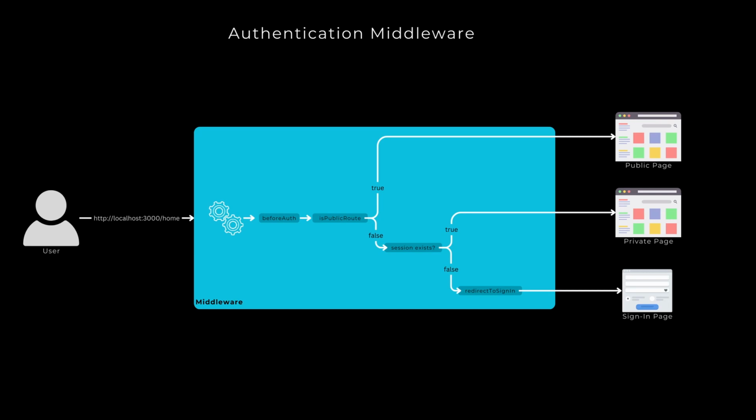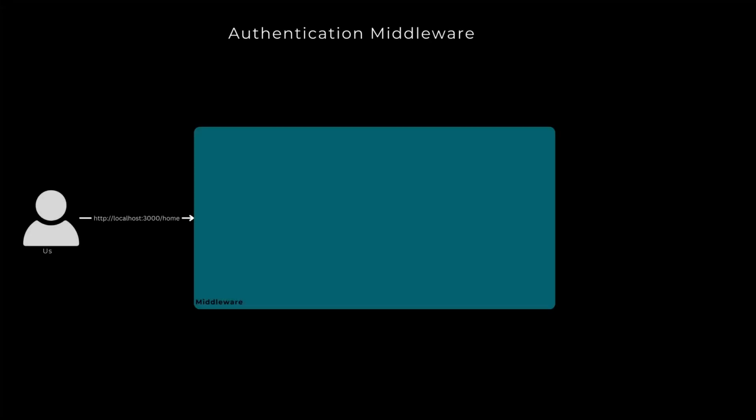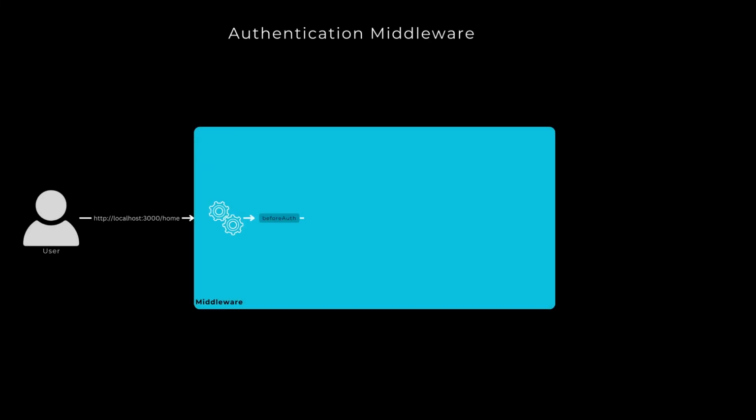The authentication middleware works similarly, but without any parameters. It is dependent on the path matcher in the middleware. When you request a page, the middleware will direct you to the public page if the requested page is public. If not, if there is an active user session, it will redirect you to the requested page. Otherwise, it will redirect you to the sign-in page.